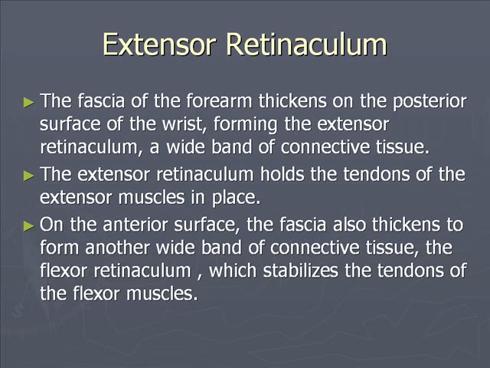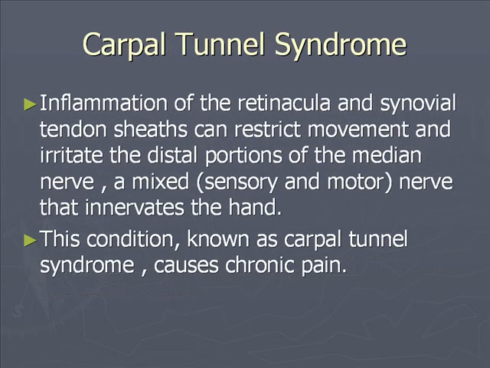On the anterior surface, there's also a flexor retinaculum as well. The fascia also thickens along the area and stabilizes the tendons of the flexor muscles as well. So you have an extensor retinaculum, you have a flexor retinaculum. Now, inflammation can occur in these retinaculums. It can cause significant swelling and compression on the nerves that underlie this fascial tendon, and it can lead to problems of both mixed sensory and motor movement of the hand.